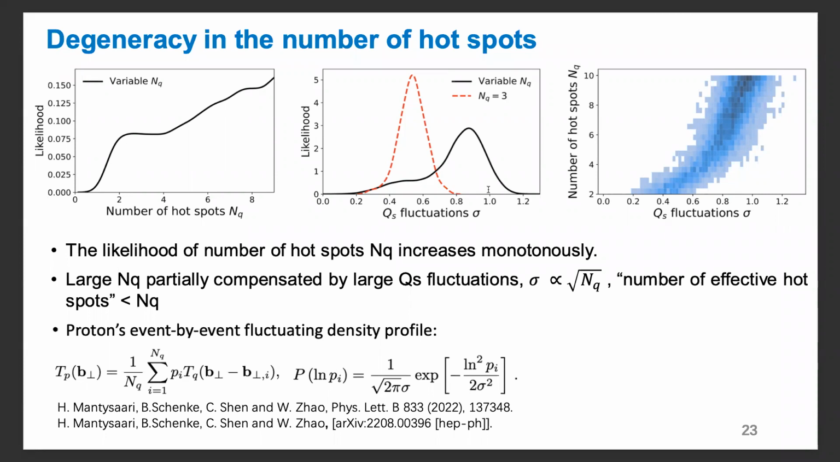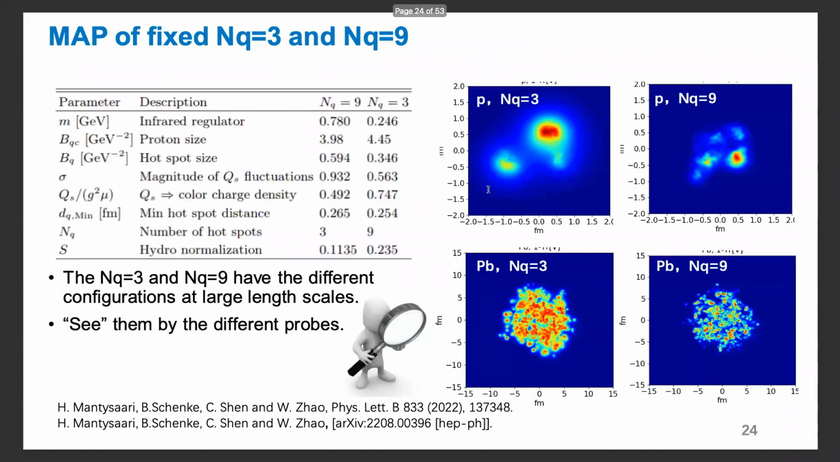What is happening there? Yeah, this shows that NQ1 is clearly disfavored, but from NQ2 to NQ6 to NQ8 is not well constrained. And then, in order to describe the number of hotspots more precisely, first, these are the MAP parameters with NQ9 and NQ3 cases. For example, one of the most important values is a different infrared regulator, since this parameter controls the final structure of the density profiles.